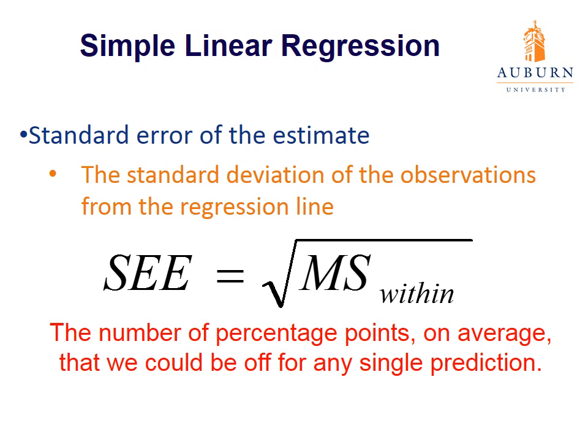If we wanted to put the standard error of the estimate into words, we can say that the standard error of the estimate is the number of percentage points in course grade that on average we could be off for any single prediction.